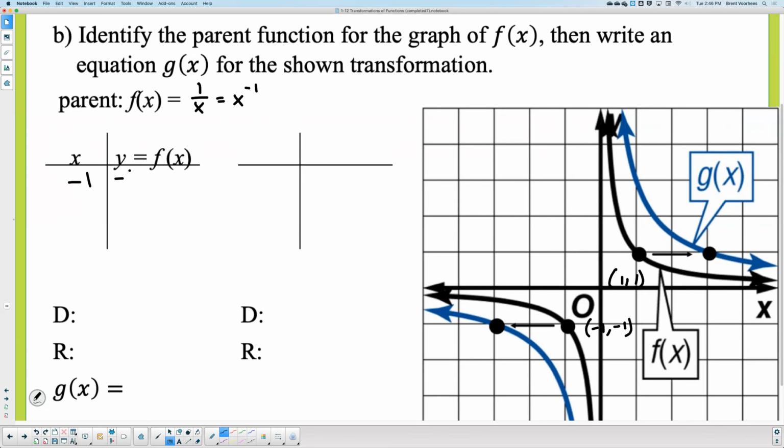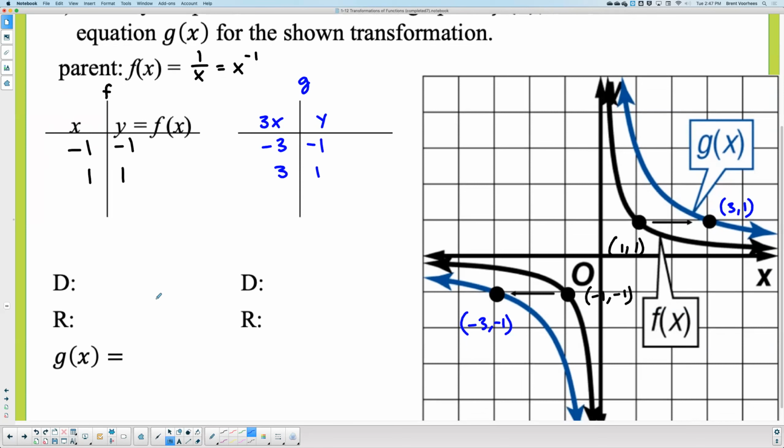So we're going to put those on our table. Negative 1, negative 1, and positive 1, 1. Now, what about on g? This 1, 1 point becomes 3, 1, and this point becomes negative 3, negative 1, and 3, 1. Okay, so what happens to get from x to x? We're multiplying by 3. It's 3x, okay? And what happens on the y's? Basically nothing.